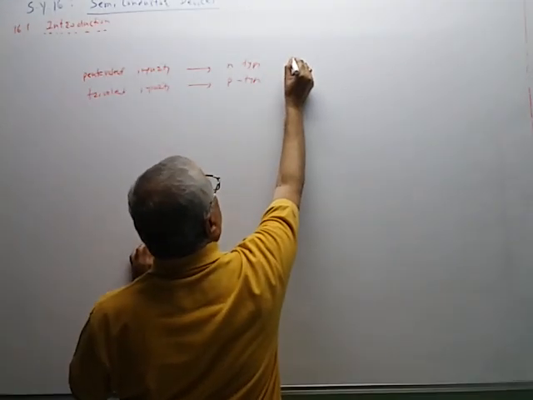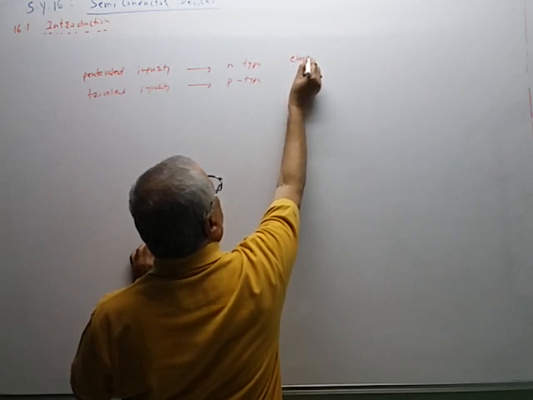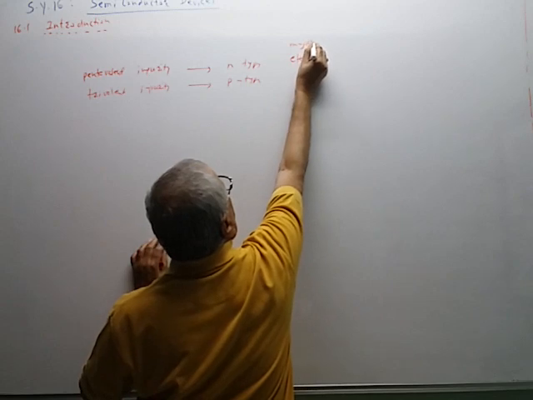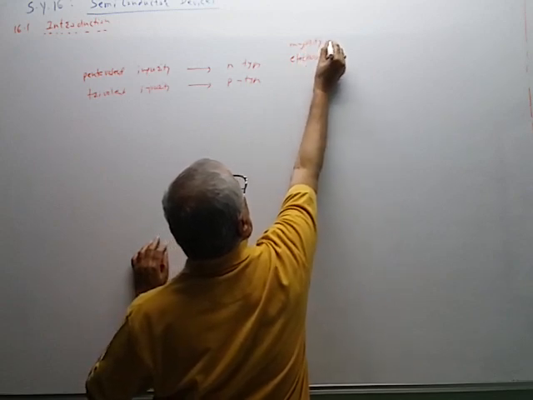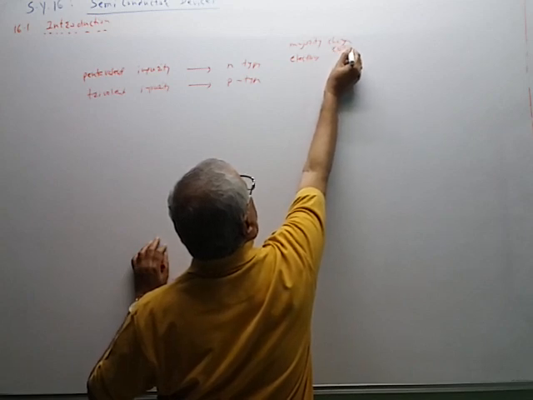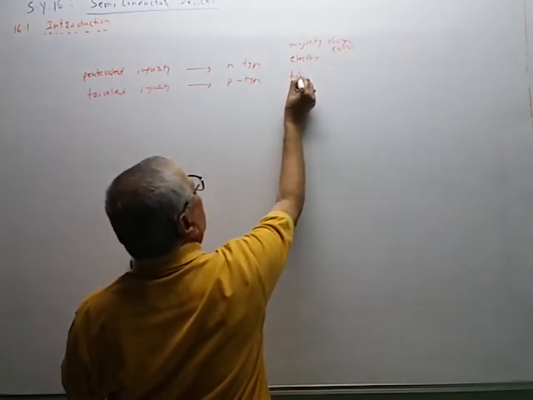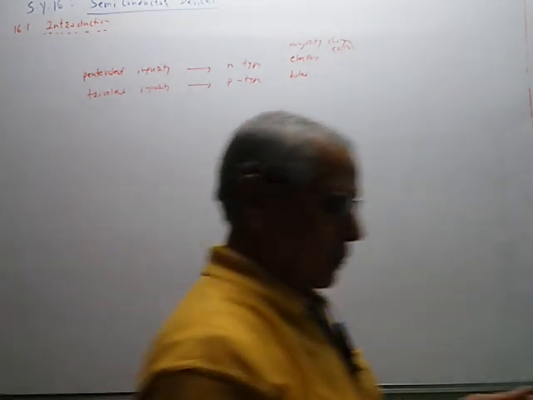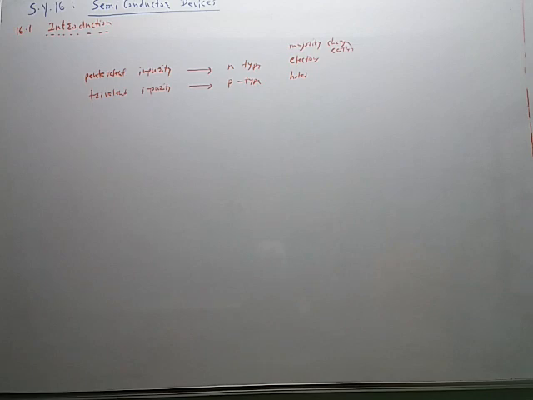So in this case, negatively charged electrons are the majority charge carrier. And in this case, holes are the majority charge carrier. Holes are supposed to have positive charge. Electron has, as usual, negative charge, like this.